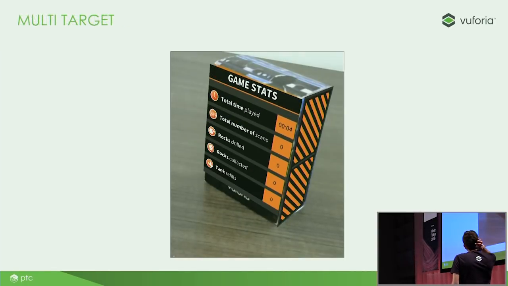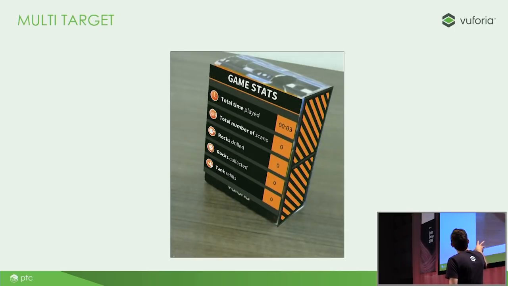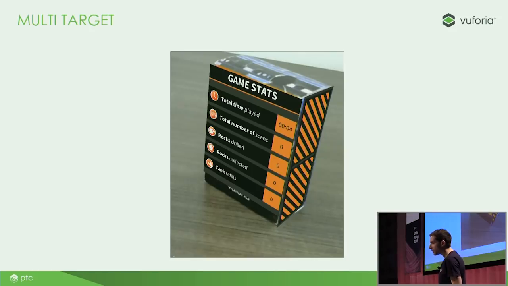And here's an example of a cuboid target. In this situation here, we're just putting some game state information right over this box.